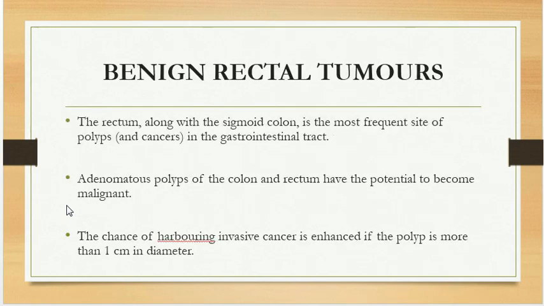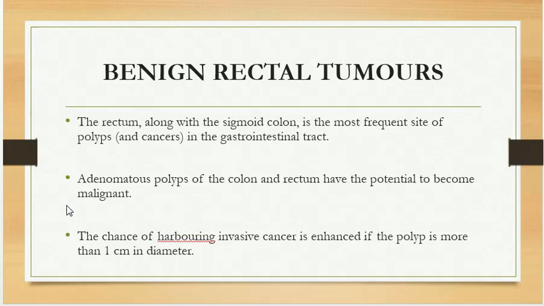The benign rectal tumors. The rectum, along with the sigmoid colon, is the most frequent site of polyps, and also of cancer in the gastrointestinal tract. So this is very common: along with the sigmoid, the rectum is the most frequent site of polyps.